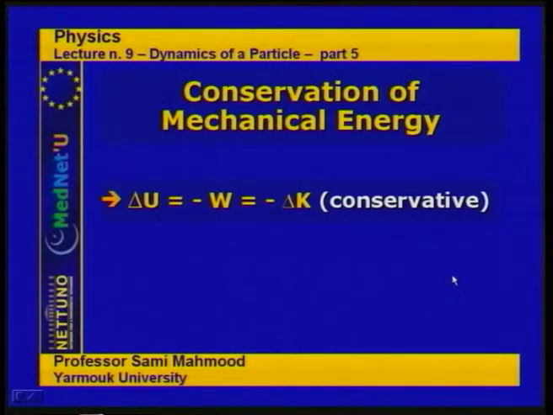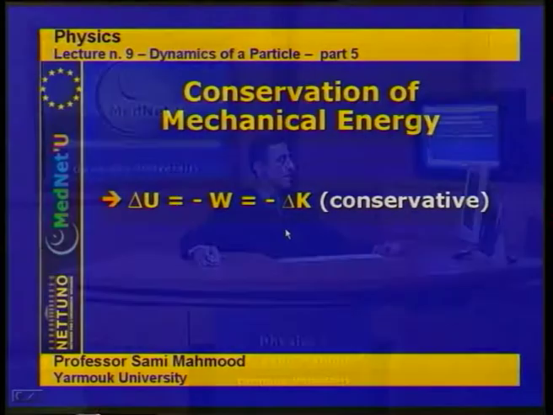Since we have developed the formula for the work done by a conservative force and its relation to the change in kinetic energy and also its relation to the change in potential energy, then we can arrive at the relation where delta U is equal to minus the work, but the work is equal to the change in kinetic energy. Thus, delta U is equal to minus delta K.